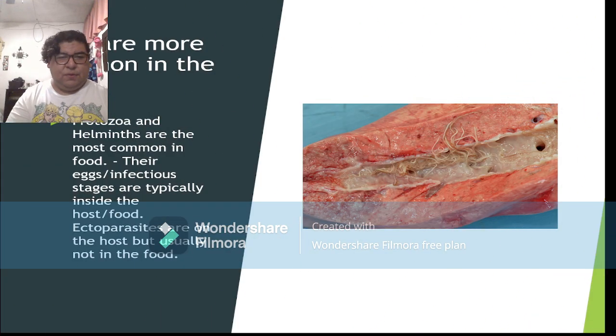Which are more common in the food? The protozoa and helminths are the most common because their eggs or infection stage are typically inside the host or the food. Ectoparasites are more common on the host, but usually not in the food.